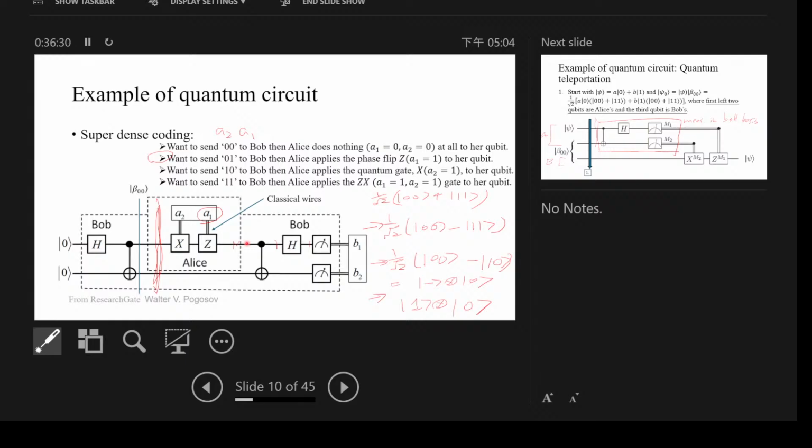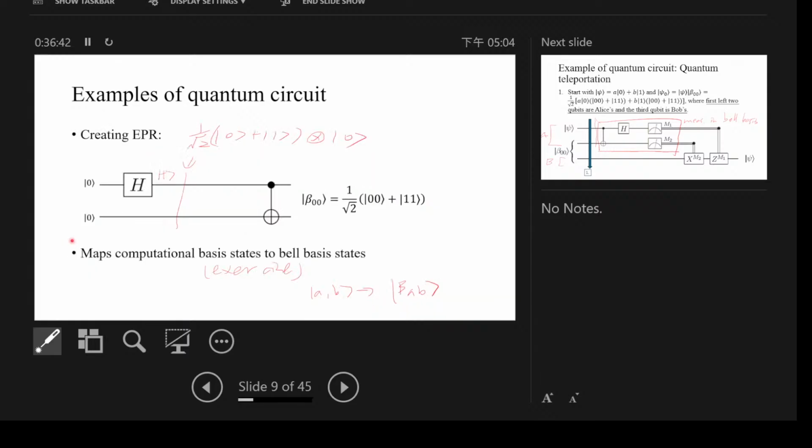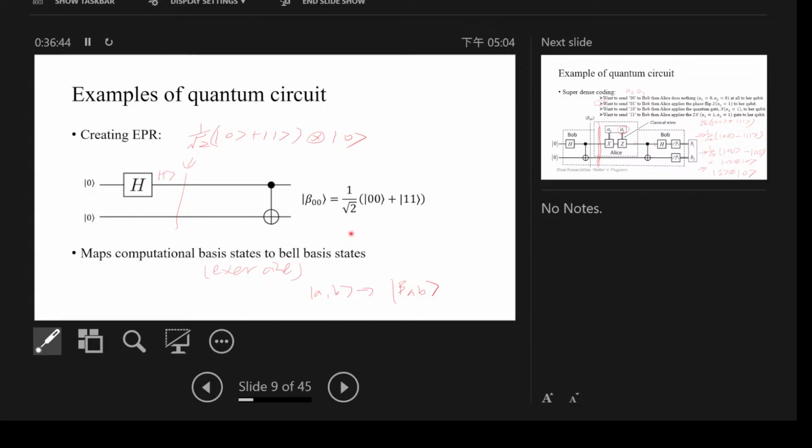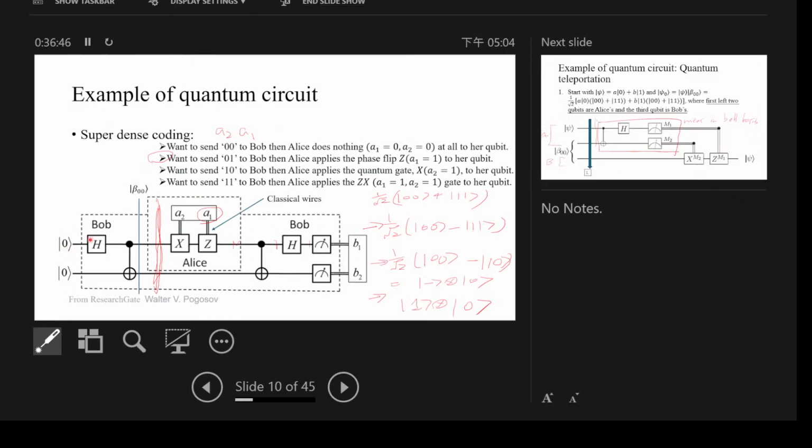Okay, so this is a bit of a funny picture. First, Alice and Bob need to create entanglement. As we said, they want to create this EPR pair, beta 00. Here we assume Bob is the one creating entanglement. So Bob will create a beta 00 by applying this Hadamard and the CNOT gate.